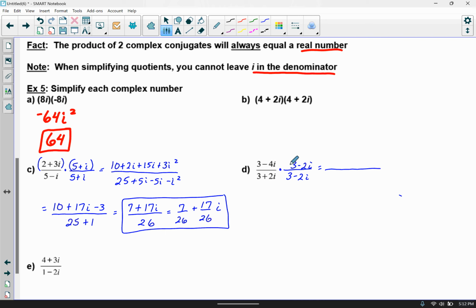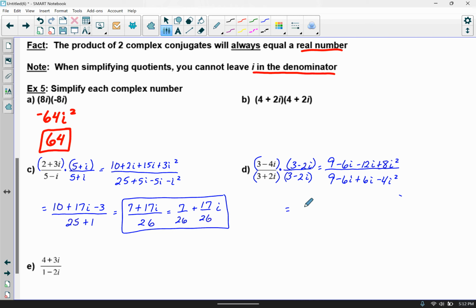All right, so up top I'm foiling. Doing my first. 3 times 3, 9. Outside, minus 6i. Inside, minus 12i. Last, positive 8i squared. All right, you're foiling on the bottom as well. So you got 9 minus 6i plus 6i minus 4i squared.